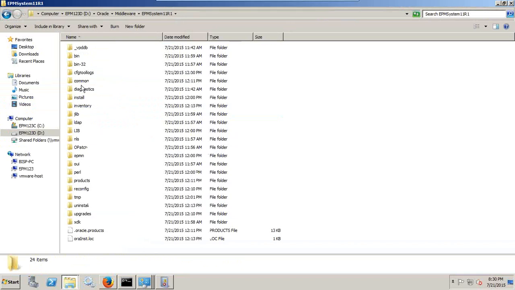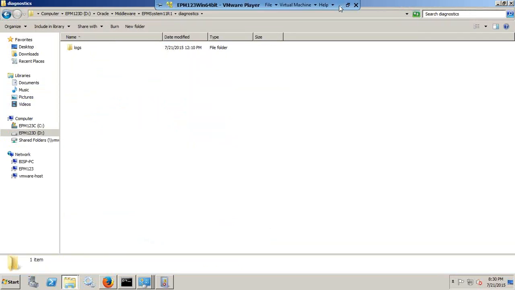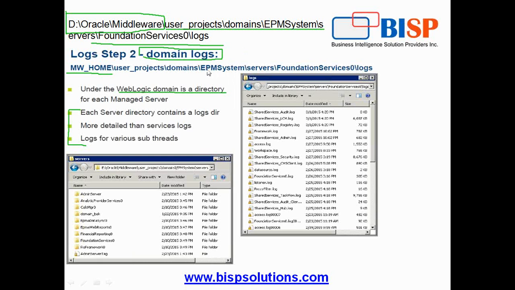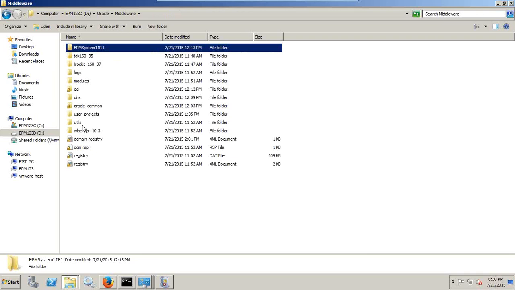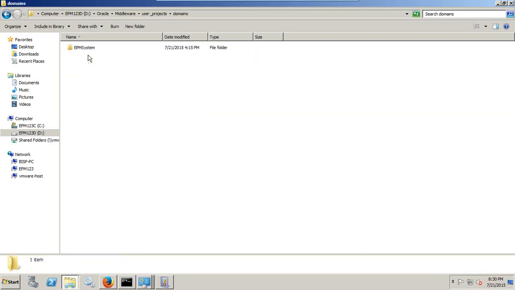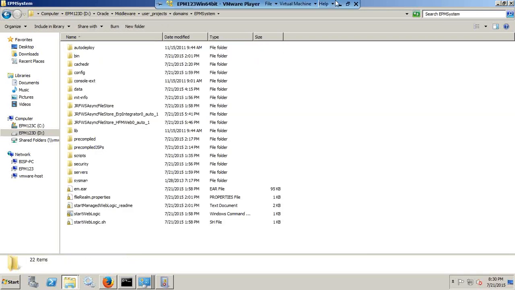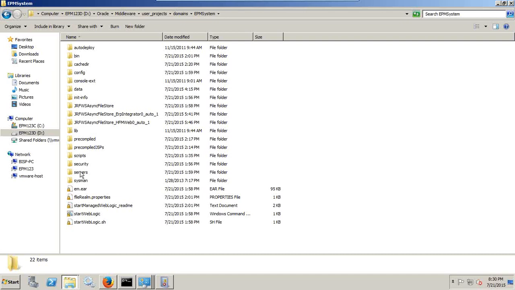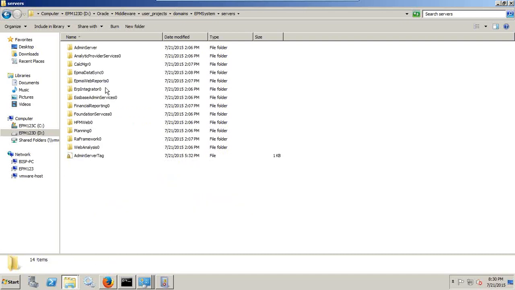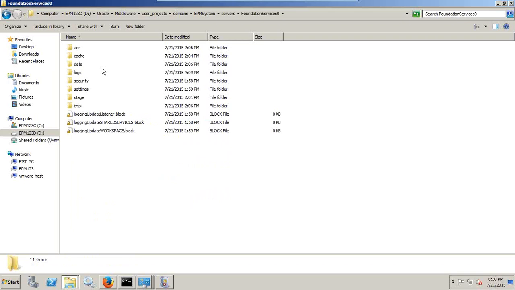Under EPMA, I go to diagnostics. Let me see the path. Under user project, domain, EPM system, user project, domain, EPM system. Then we see diagnostic. Under server foundation log 1. So all the server logs are found over here under foundation services.